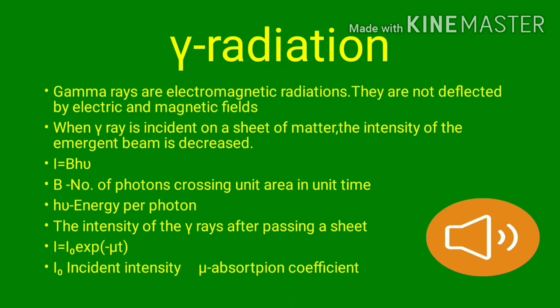When a radioactive element emits gamma rays, there is no change in atomic number and mass number. It emits electromagnetic radiation, no charge. It travels with the velocity of light.